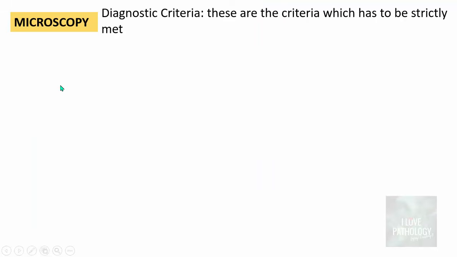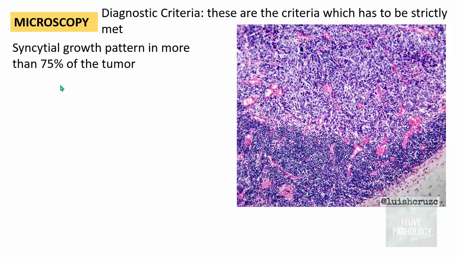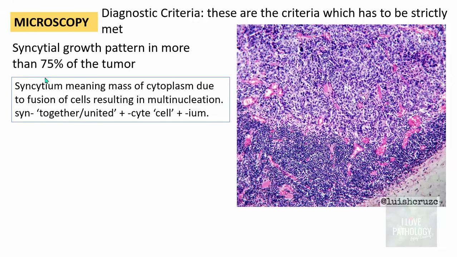Microscopically, the diagnostic criteria are very important. These criteria have to be strictly met. What are those criteria? The first one is syncytial growth pattern in more than 75% of the tumor. Now, what do you mean by syncytium? It means a mass of cytoplasm due to the fusion of cells resulting in multinucleation. Syn means together, united. Cyte is cell, and syncytium means they look like sheets of cells. So this is a syncytium of the tumor cells here.